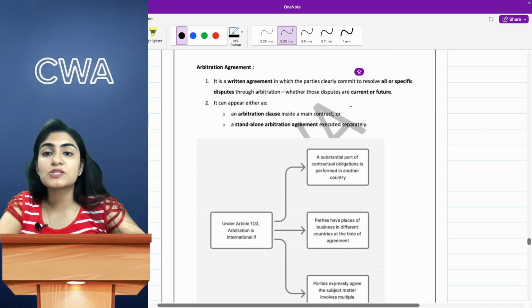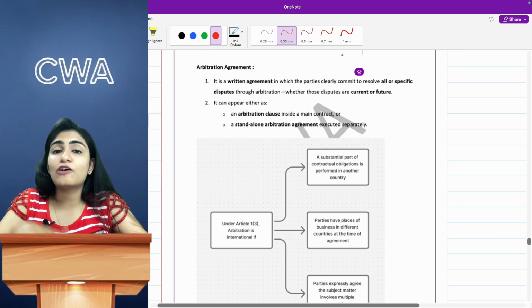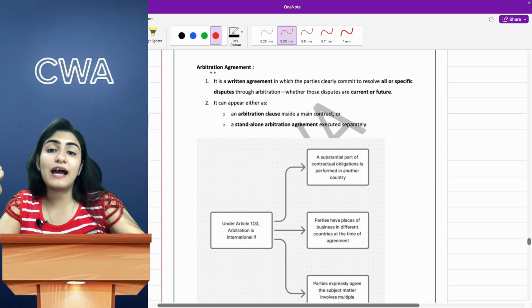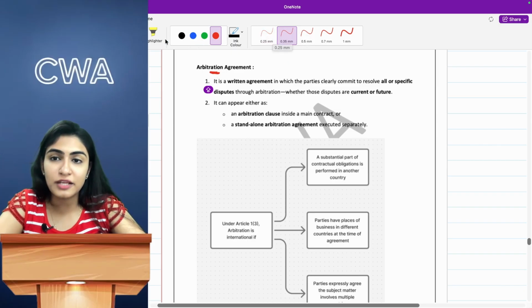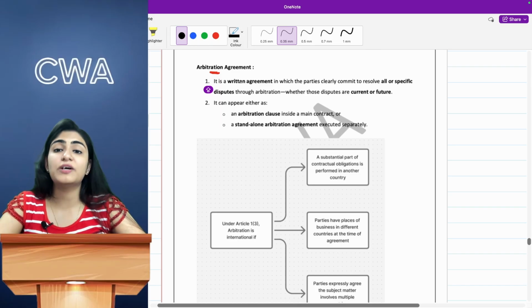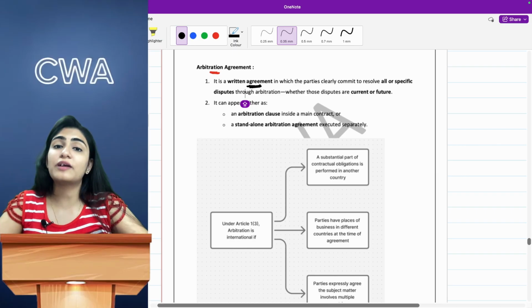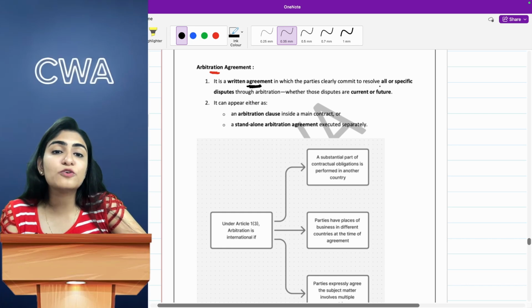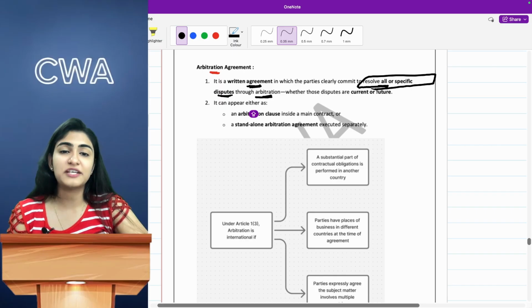Now, ma'am, how does this work? Firstly, if both of the parties want that, if any dispute is there or if any dispute might arise in future, they should firstly have an arbitration agreement. If you want to refer your dispute to arbitration, you must have an arbitration agreement. It has to be a written agreement where parties come together and mutually agree that if any dispute arises, they will resolve such specific disputes through arbitration, be it current or future disputes.